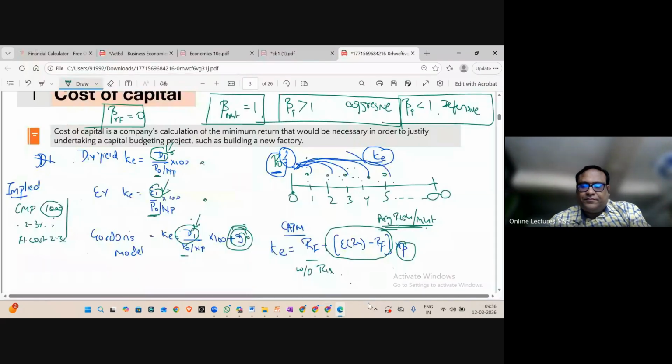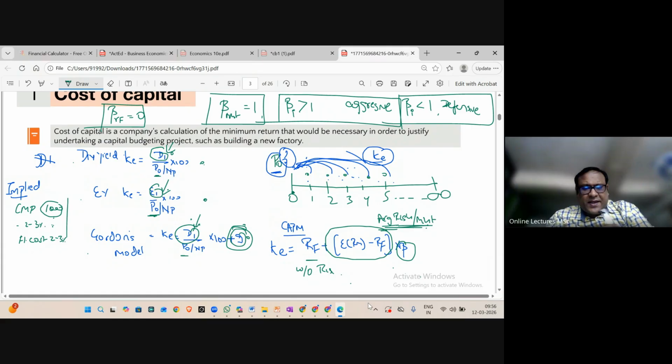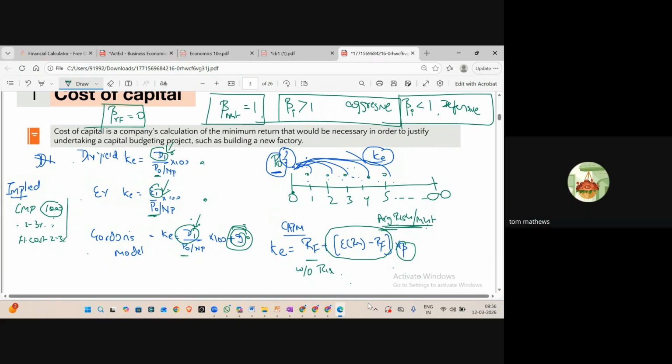All good? Yes, sir. Do we expect any mathematical questions from this formula, sir? Yeah, of course. Here only mathematics comes. Correct, sir? Here only the mathematical part questions. Yes, indeed.